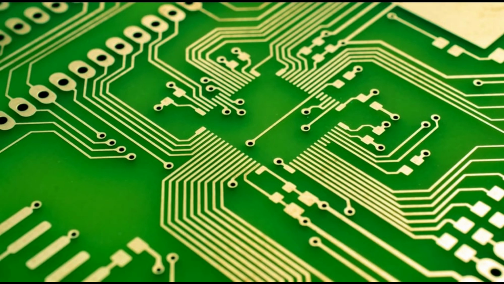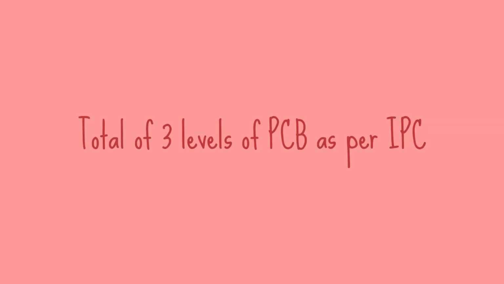PCBs are classified by IPC as per performance and producibility levels. In the previous video we talked about classification into classes based on performance levels. In this video, we will see how PCBs are classified based on producibility levels. There are 3 levels of PCB as per the producibility level.